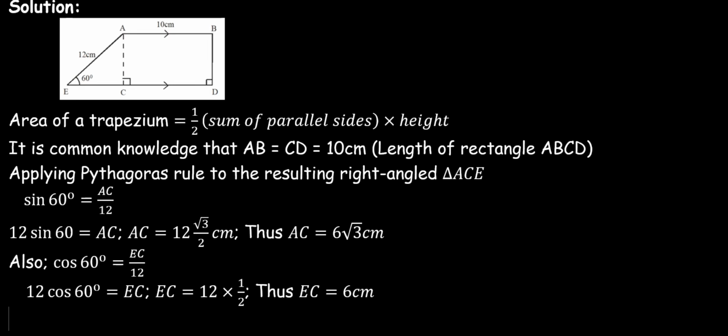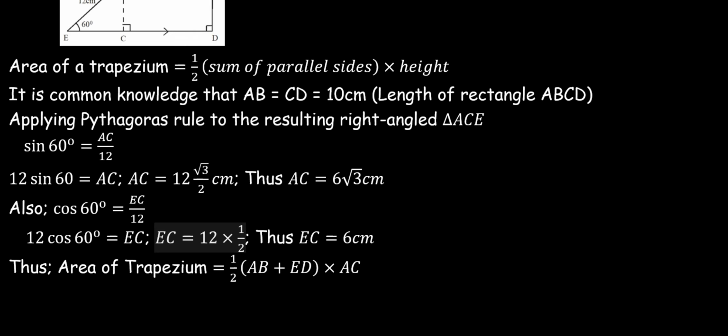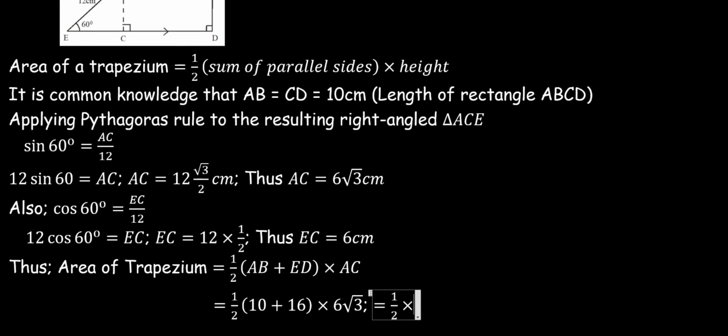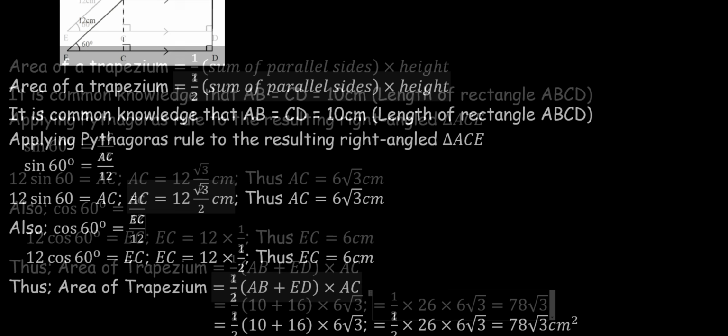So we can now move to area of trapezium is equals to half into bracket open AB plus ED times AC. That's sum of the two parallel sides times the height. Substituting, we have equals to half into 10 plus 16 times 6 root 3. The result is equals to half times 26 times 6 root 3, which is equals to 78 root 3 cm squared.